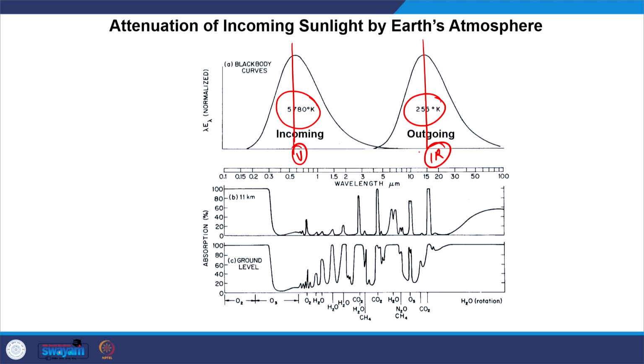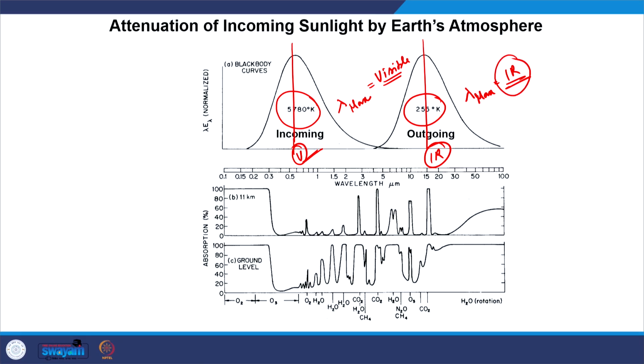So the sun can be considered as a black body with lambda max in the visible region, and the Earth is a black body at 255 Kelvin with a lambda max of how much? In the infrared region. This is the basic difference. Why does this difference exist? Because of the temperature of the black body.